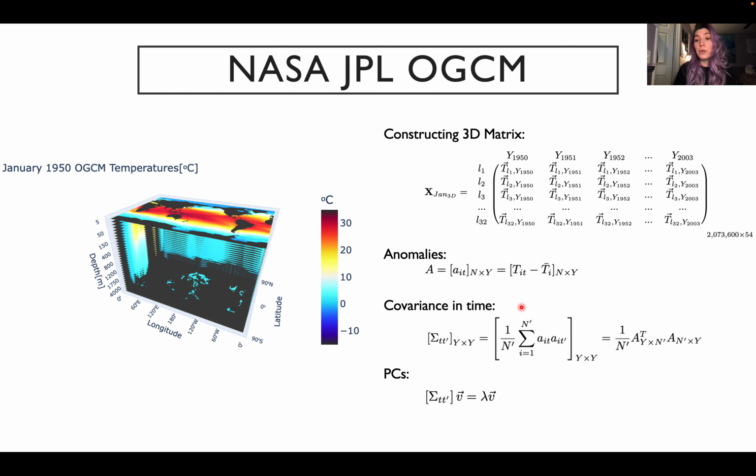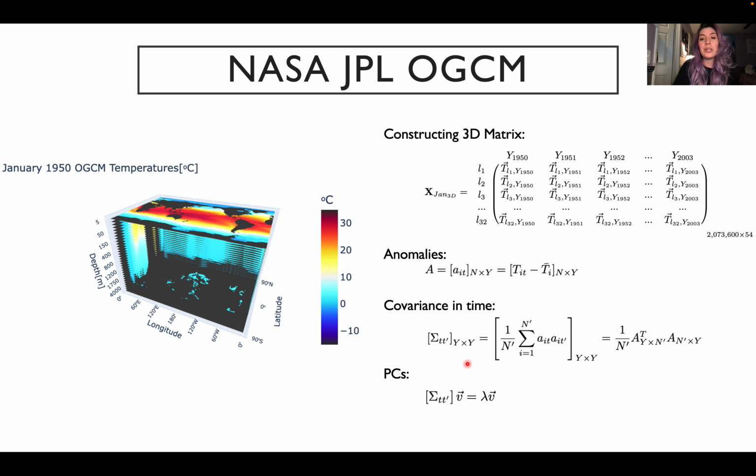Another thing to note is, why am I using covariance of time? Why am I not using another method like SVD? I could very well use SVD here. My data matrix is small enough for me to do that, but because we wanted to make computing 3D EOFs accessible to larger data sets, we decided to use covariance of time, which gives us this matrix that is pretty small. It's just y by y, which in our case is 54 by 54.